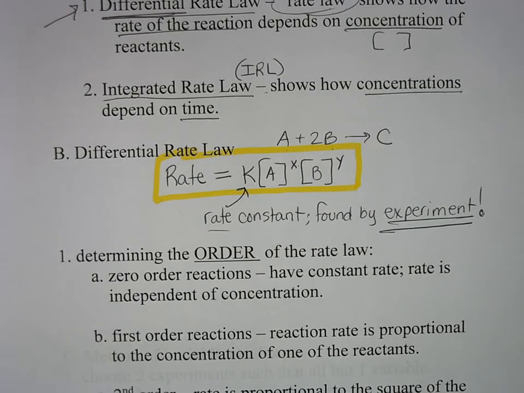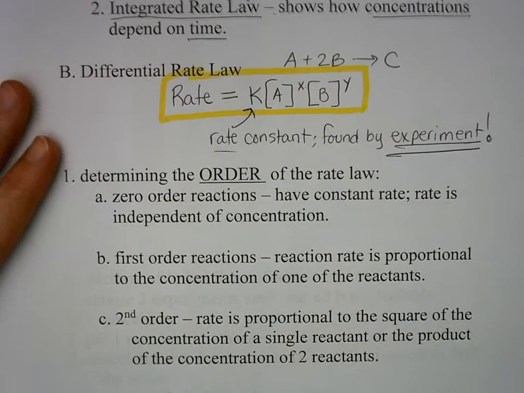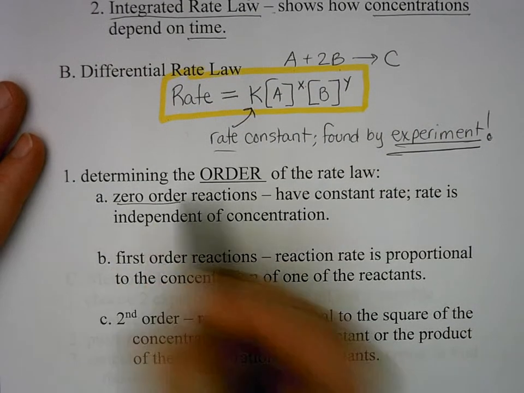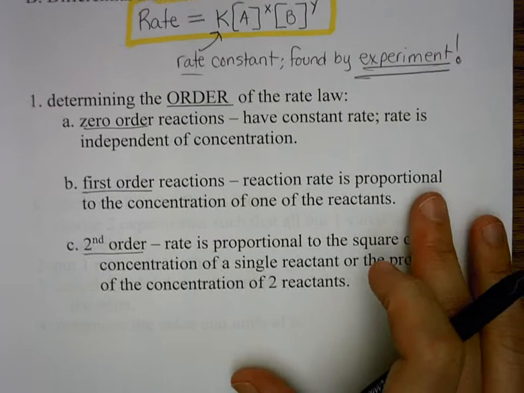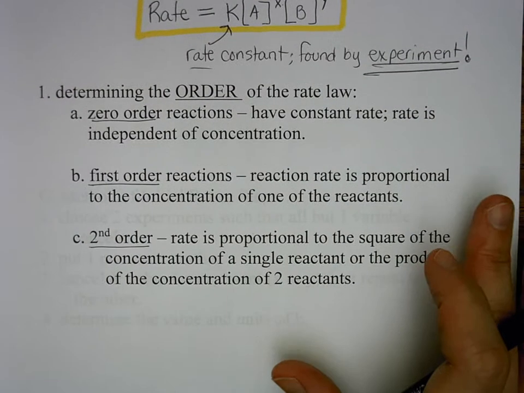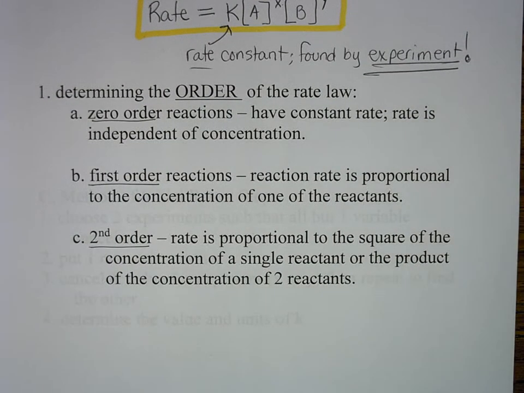All right, so there are different orders of reaction. There's zero order reactions, first order reactions, and second order reactions. You need to know what that means, and then we're going to go through the calculation.